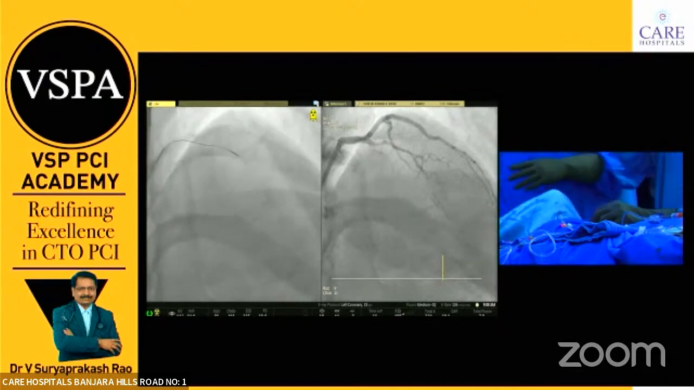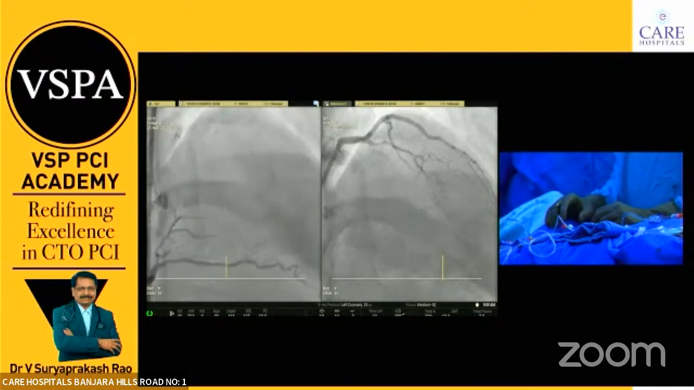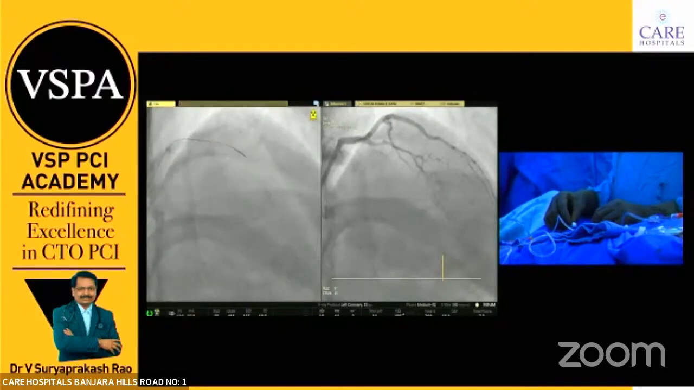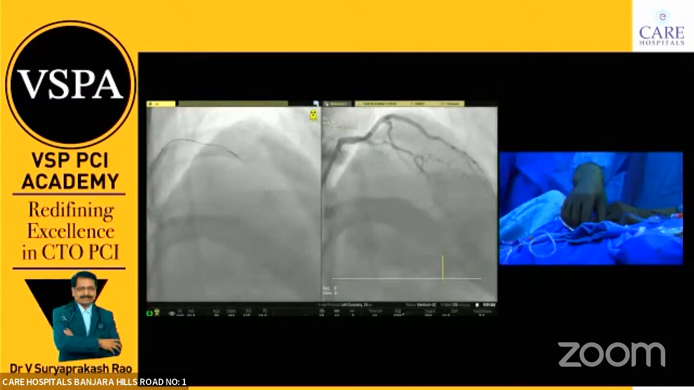I'm using the Fielder XT here because in the antegrade injection only this much came. This is in the antegrade injection, done again. And this is in the retrograde injection, which is filling by some bridging collaterals. So I'll use both antegrade and retrograde wires, and you can take contrast in this.